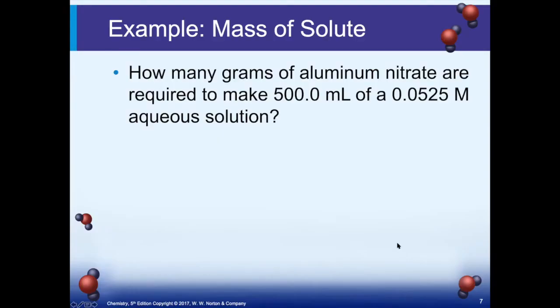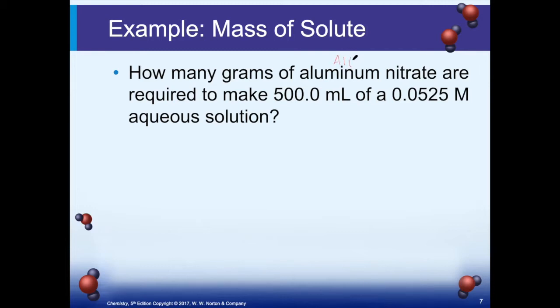Molarity of 0.234. Okay, so here's another example, just from a different angle. This asks how many grams of aluminum nitrate are required to make 500 mL of a 0.0525 molar aqueous solution. Okay, so once again, I'm given a name rather than a formula, so that's kind of a pain, I know, but another important skill to have in chemistry.